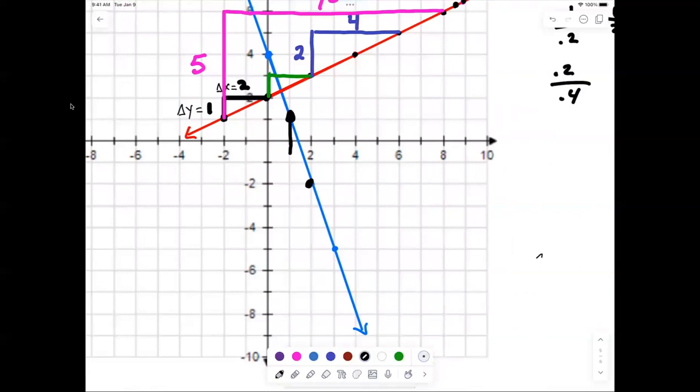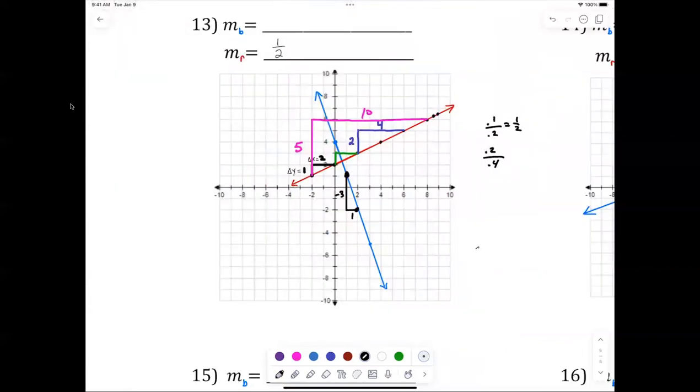To get here, I went what? How many did I go down? 3. And then I went over how many? 1. Down is, how do we represent down? Negative. So this is -3 to the right 1. So the slope of the blue line is what? -3. The slope of the blue line is -3. Now, if you want to say -3 over 1, that's better. And then we just say it's just -3.